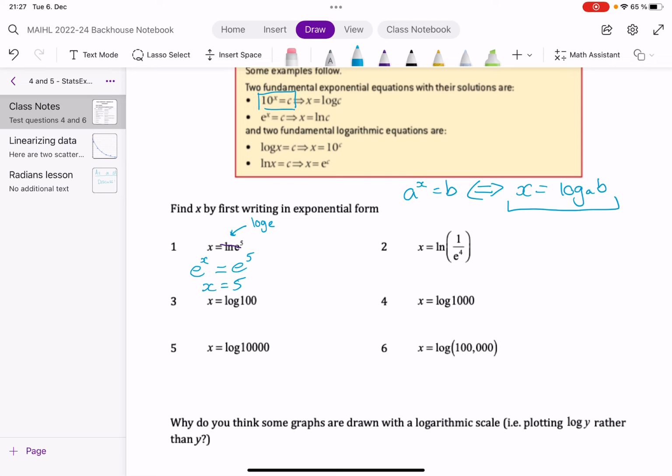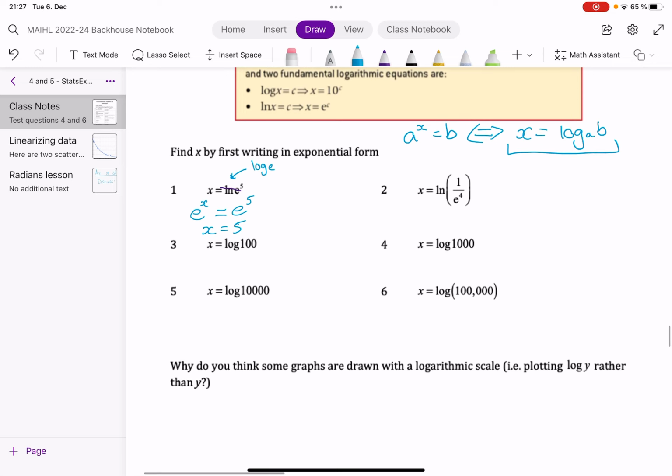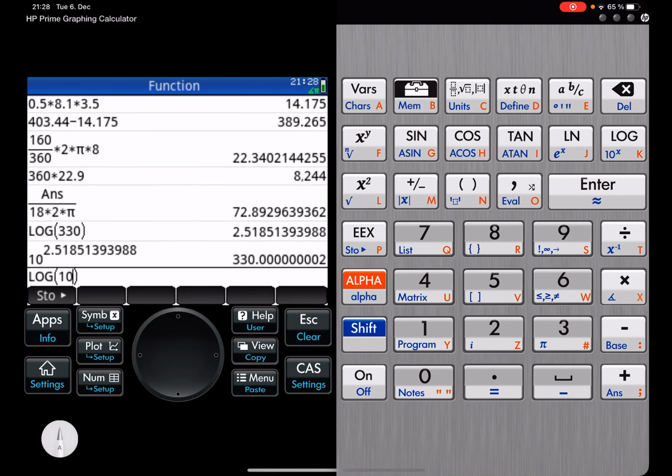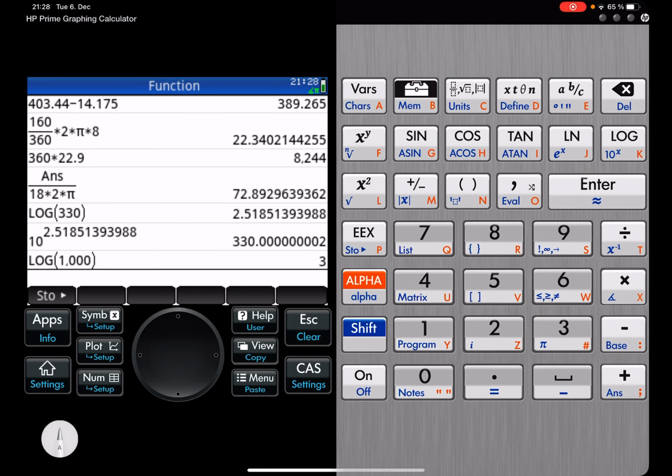Let's do one more of these. Let's do number 4. So moving from the right-hand side equation to the left, my base now is 10 because it says log, that means base 10. So I'd rewrite it as 10 to the power of x equals 1,000. What do we need to raise 10 to in order to get 1,000? x equals 3. Of course, you could just do this on your calculator. You could just do log 1,000 equals 3.